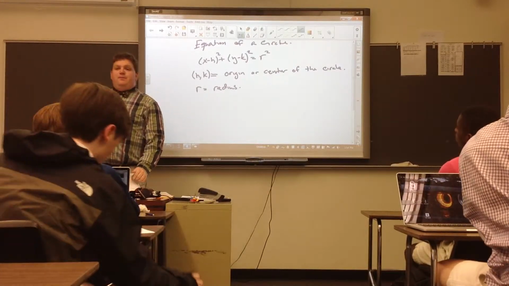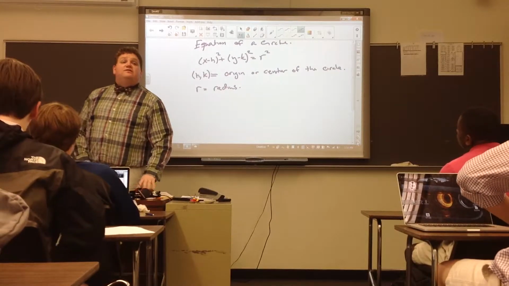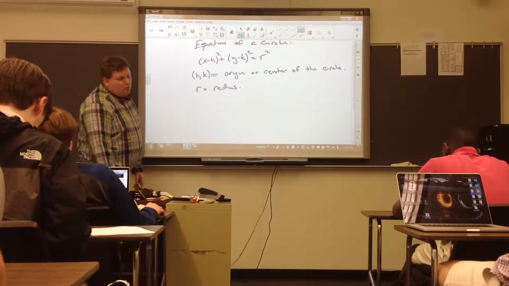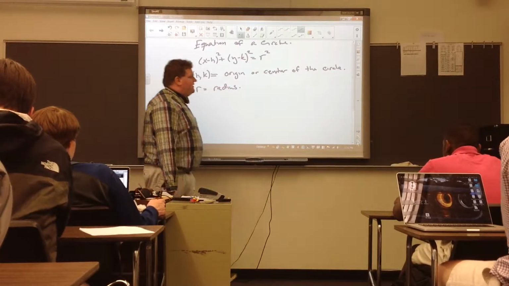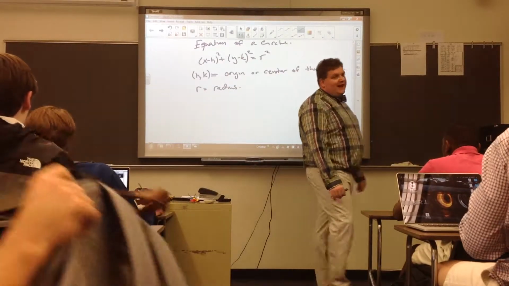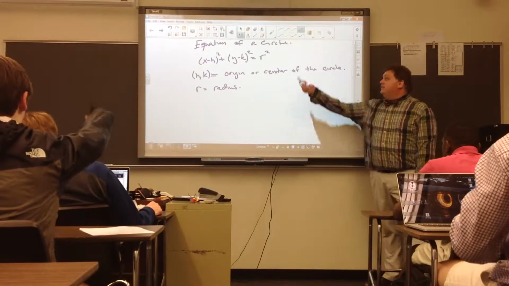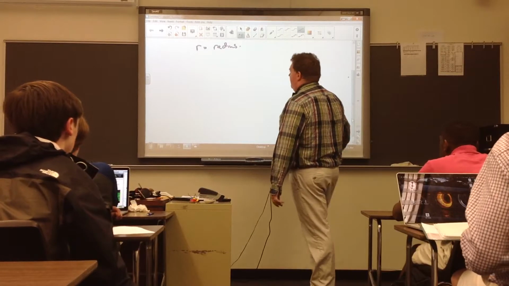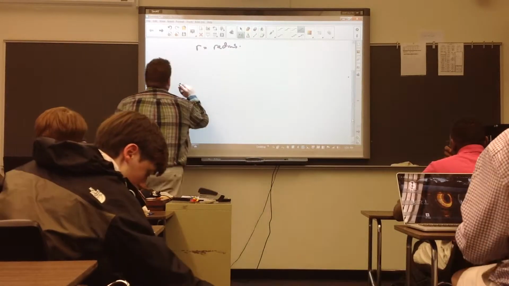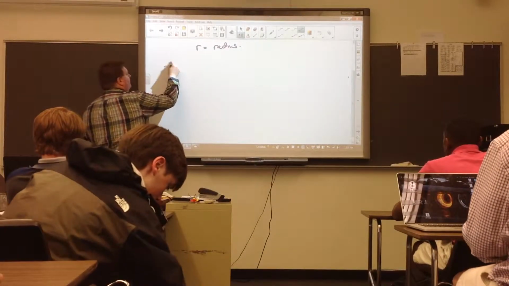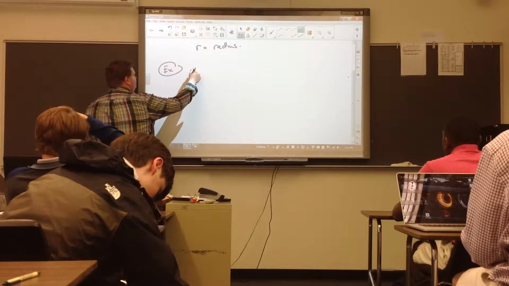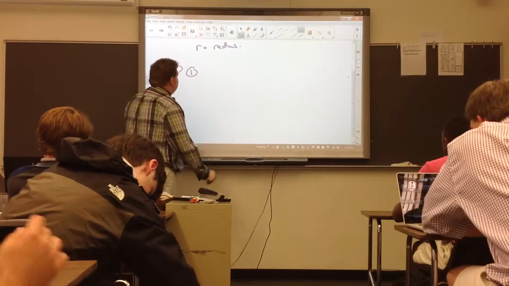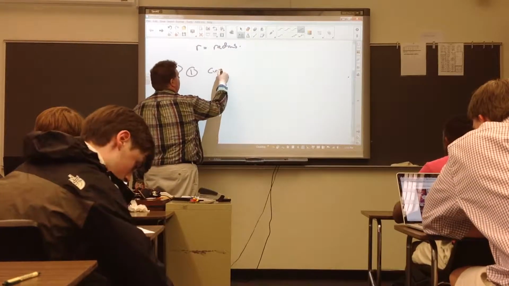You typically get two styles of questions involving this. The first style is one where you're given the origin and the radius, and you're asked to write that into the equation of the circle. The first two examples of that for homework last night, we'll do two of them. The first one was number 1, which said that the circle's center was the origin of the graph.